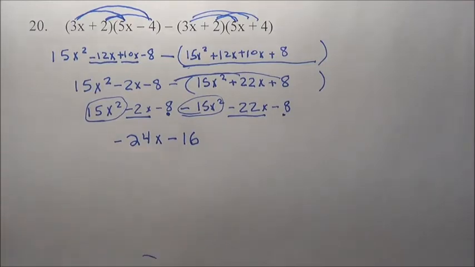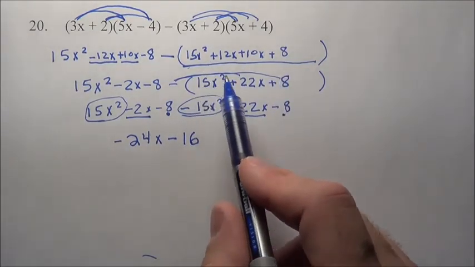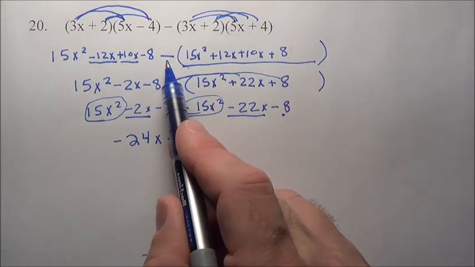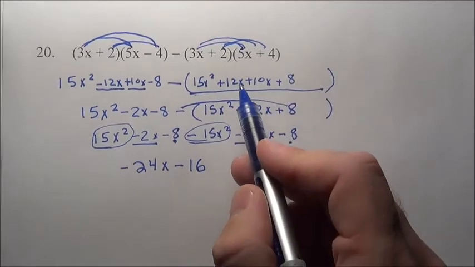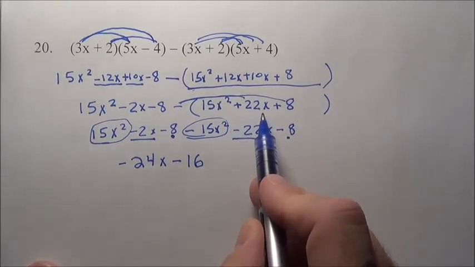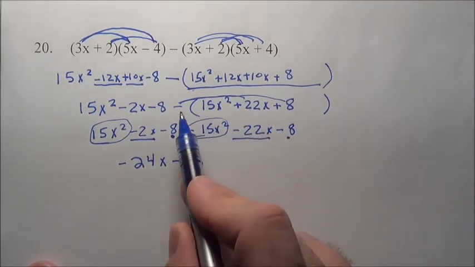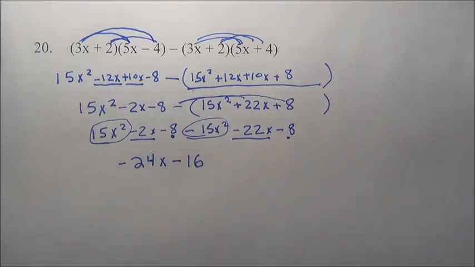Negative 24x minus 16. You have to take your time. You have to be careful not to lose anything. But again, the biggest thing when I'm subtracting this times this, you have to get that total answer, which is this. And once you get that total answer, you then have to distribute the negative sign through to each piece.